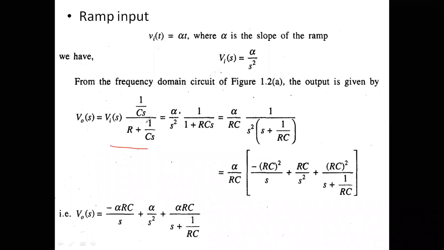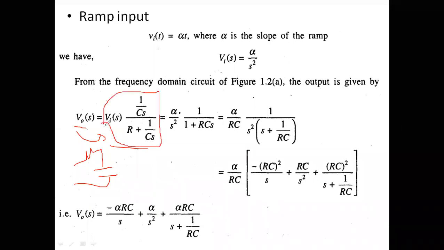We know the transfer function for the low pass circuit, that is nothing but 1 by Cs divided by R plus 1 by Cs. This is your transfer function, that is nothing but output by input. If I take the input here on the LHS, we get input into 1 by Cs into R plus 1 by Cs. Therefore this is our output voltage.